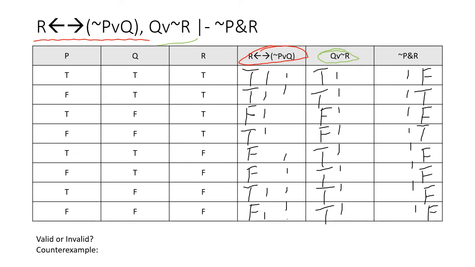So looking at our premises, these both are true, and this one down here, they're both true. And then looking over at our conclusions, well, we've already got one false one there, and we got another false one down there, so this is going to be valid.